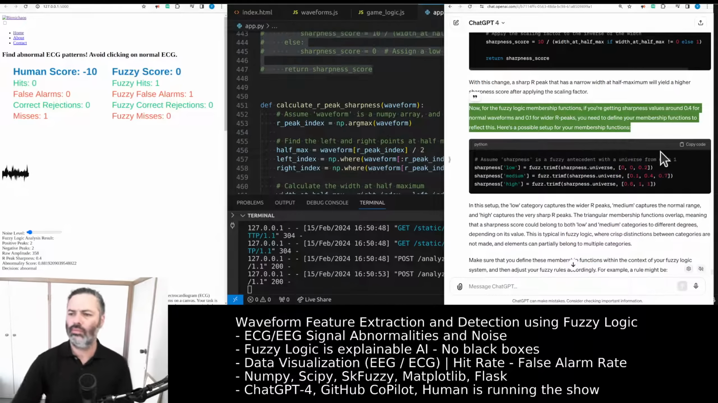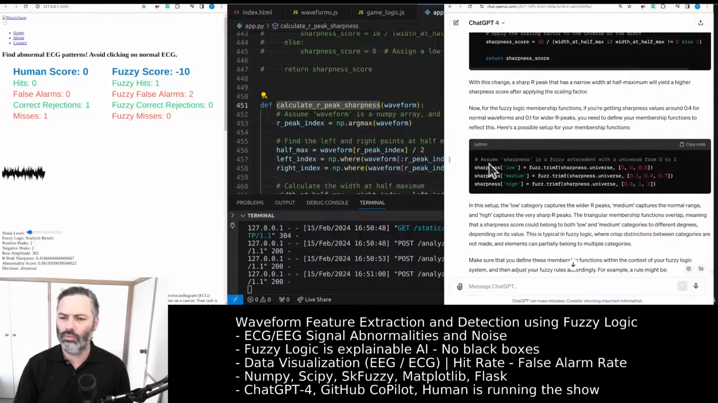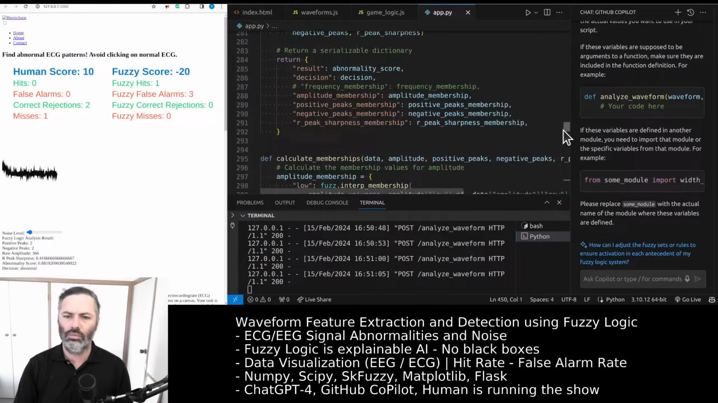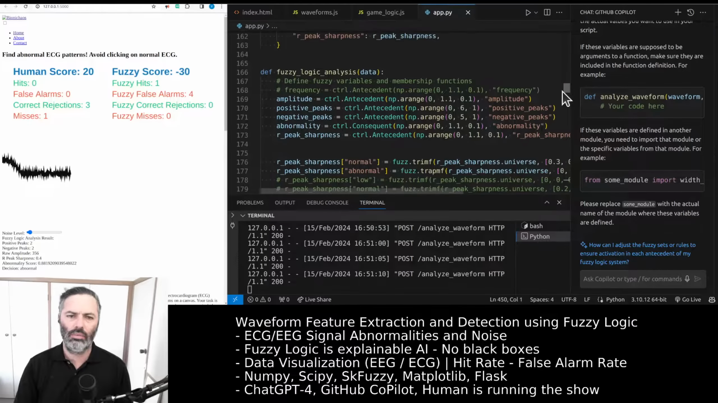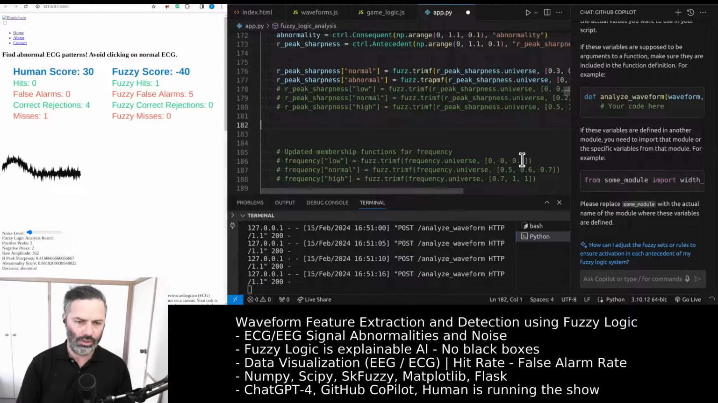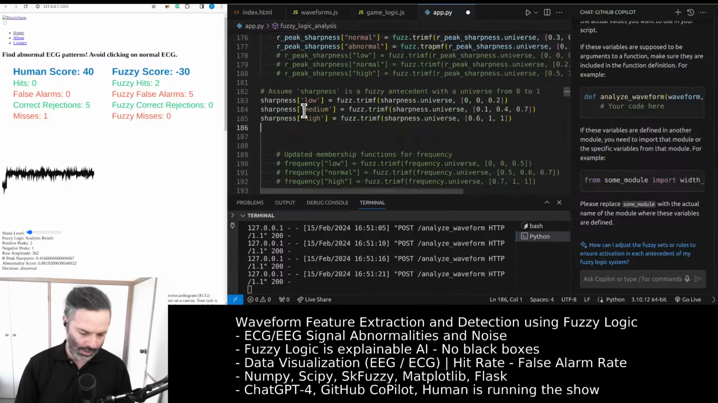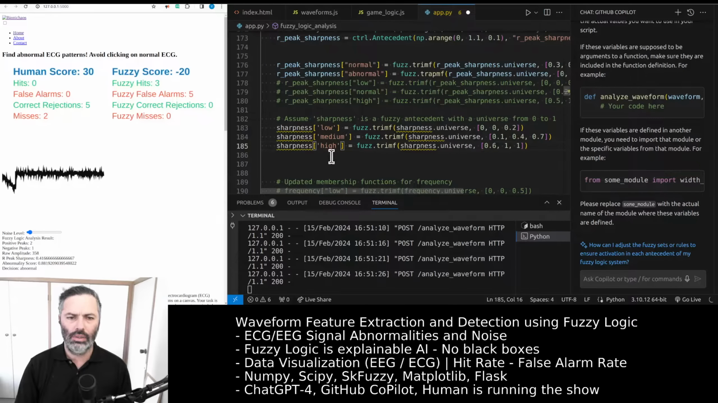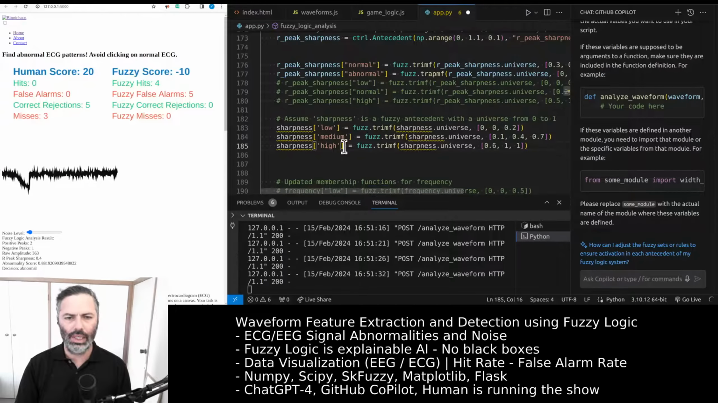Now, for the fuzzy logic membership functions, if you're getting sharpness values around 0.4 for normal waveforms and 0.1 for wider R peaks, you need to define your membership functions to reflect this. Here's a possible setup for your membership functions. Okay, we have those membership functions. Oops, no. This bit. Sharpness. It's not called that, but okay.